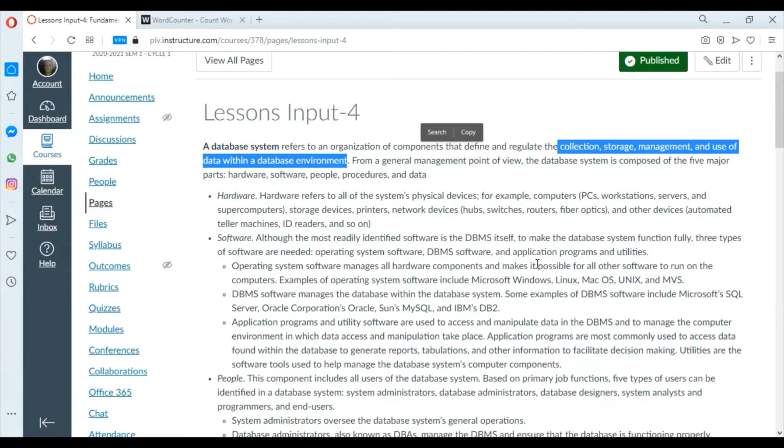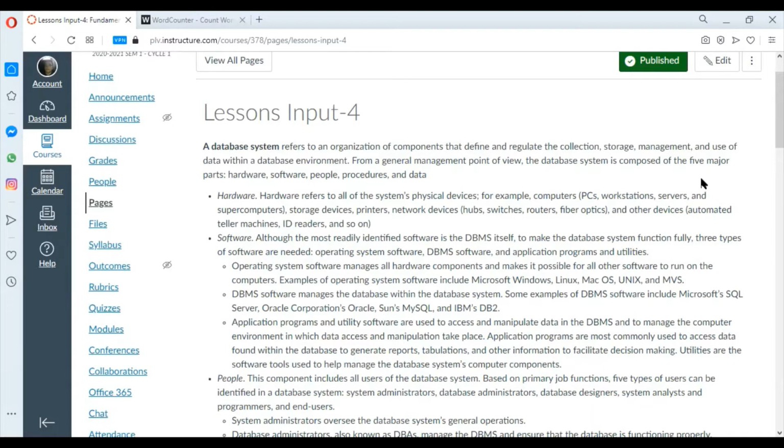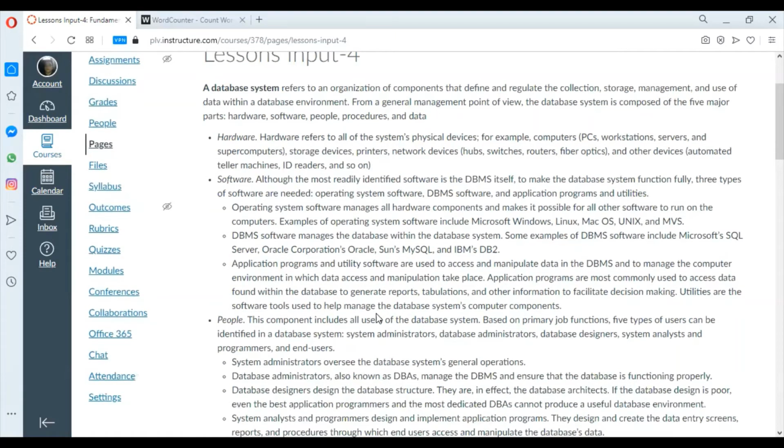From a general management point of view, the database system is composed of five major parts: hardware, software, people or peopleware, procedures, and data. When we say hardware, it refers to all of the system's physical devices. For example, computers such as workstations, PCs, servers, and supercomputers, as well as storage devices such as your flash drive, hard disk drive, SSD, or NVMe drives, network devices such as hubs, switches, routers, fiber optics, and other devices, as well as automated teller machines, ID readers, and so on and so forth.